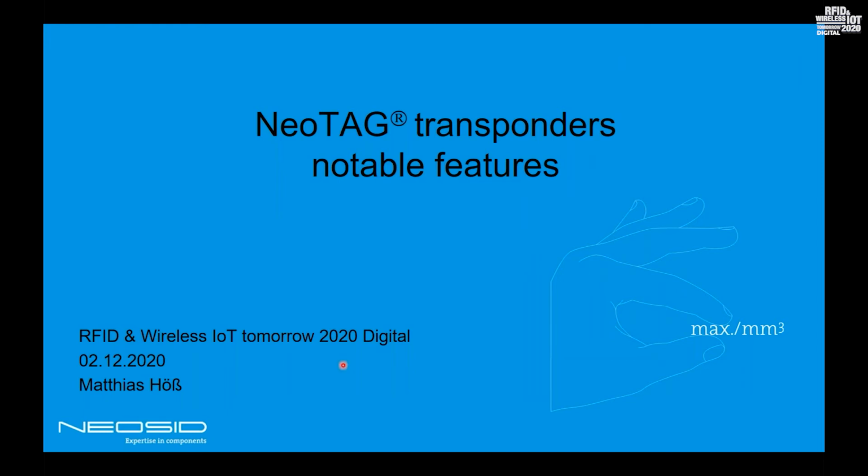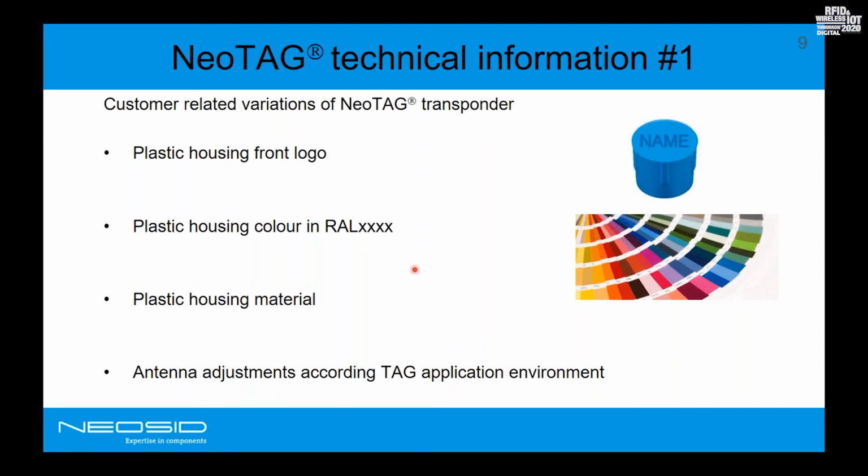What are notable features of these transponders? I like to give some technical details about them. We can offer them in different front logos according to the customer wishes. We can change the plastic housing color according to RAL colors. We can change the plastic housing material if necessary, for example, for FDA, food industry, and other areas.